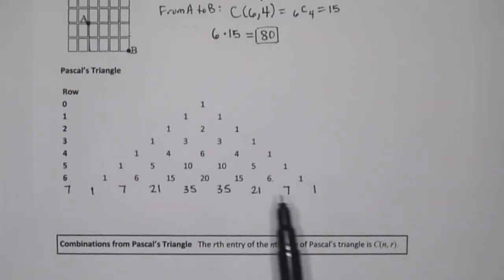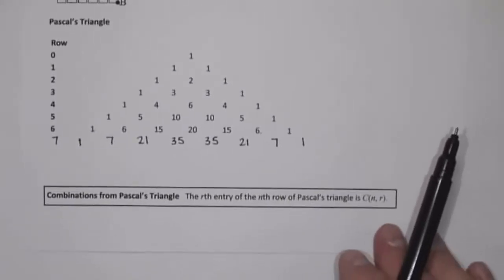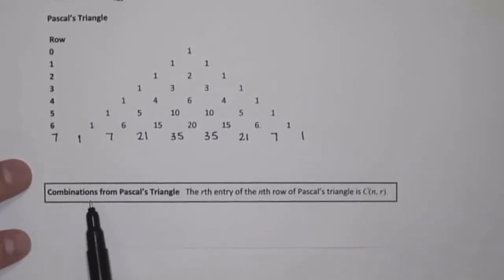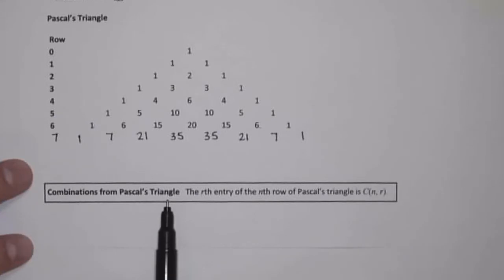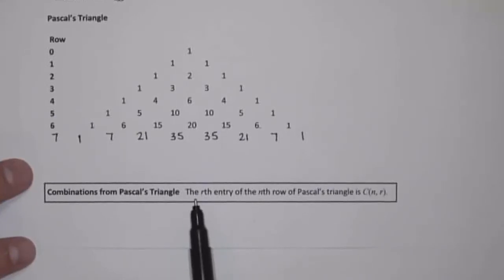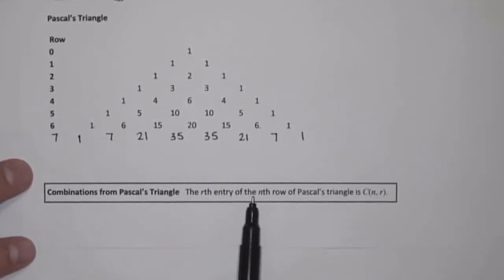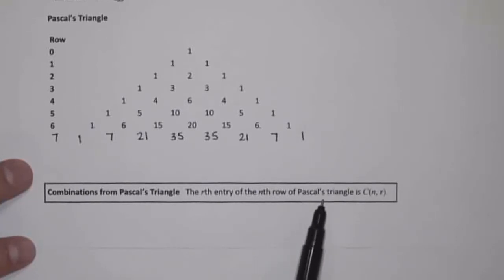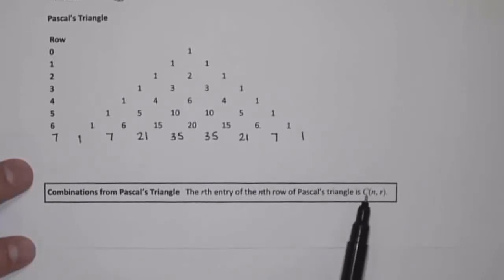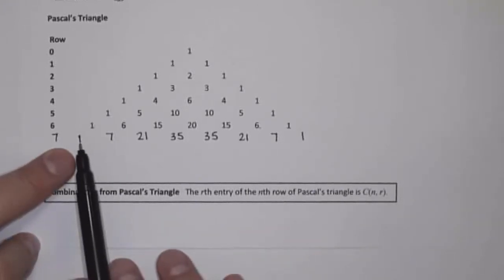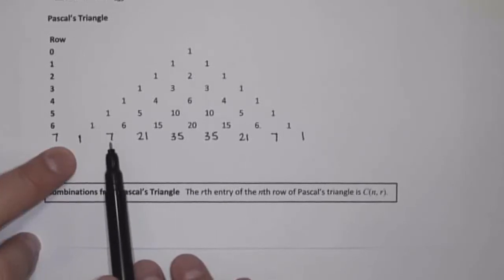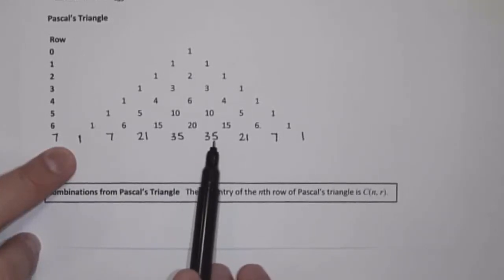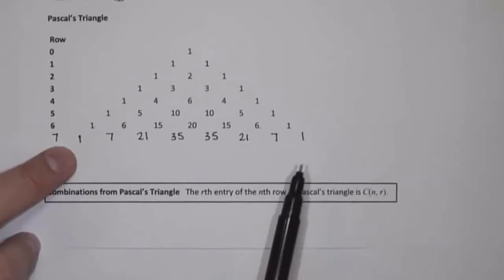The reason why I'm mentioning it now is because Pascal's triangle is related to combinations. And so here we have combinations from Pascal's triangle. The rth entry of the nth row of Pascal's triangle is the combination of n choose r. So first of all, the first entry is considered entry 0. This is entry 1, entry 2, 3, 4, 5, 6, 7, and so on.